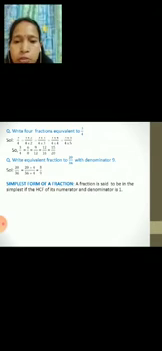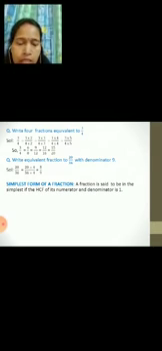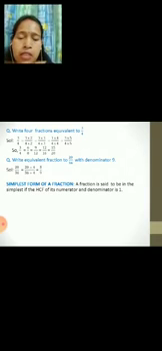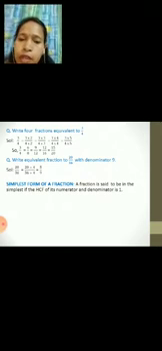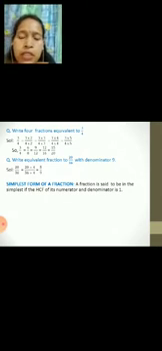Now simplest form of fraction. How you can find out a simplest form of fraction? Actually the simplest form of fraction means the numerator and denominator, when you finding the HCF of both, you will get 1. Means highest common factor of numerator and denominator will be 1. Means there will be no common factor.